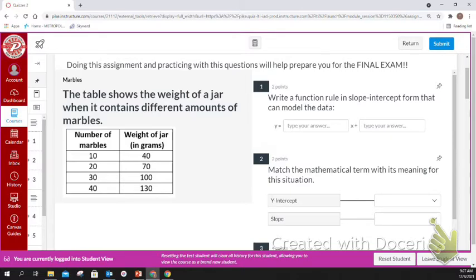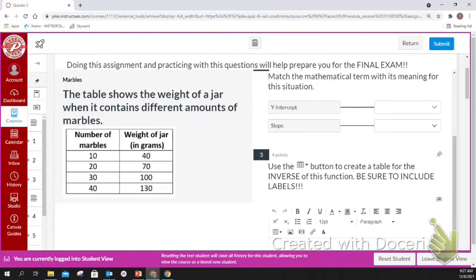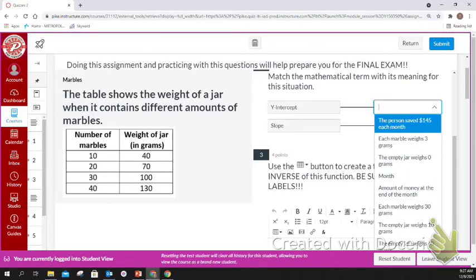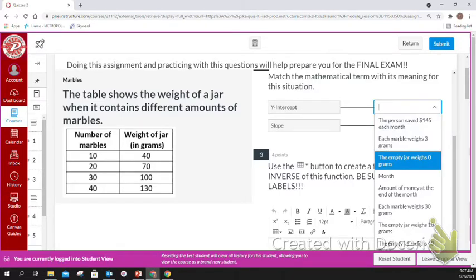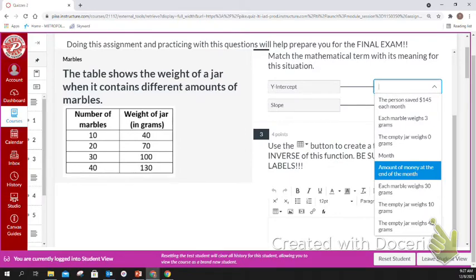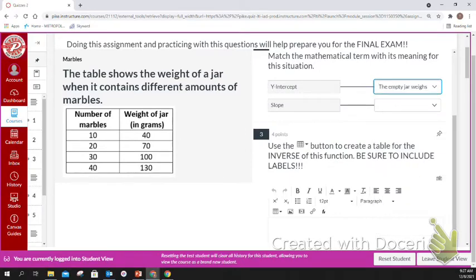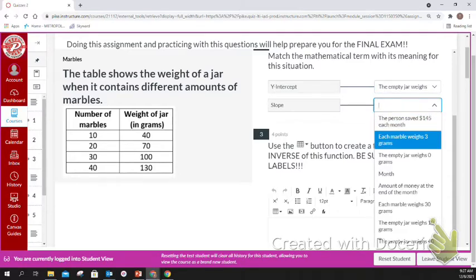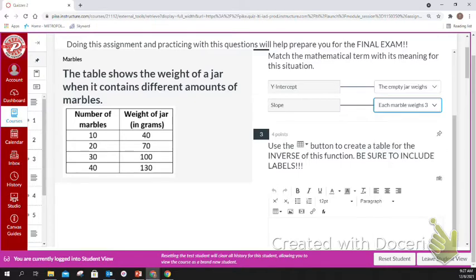For number 2, it is asking us, what does the y-intercept represent? So the y-intercept represents the weight of the empty jar. So we're looking for where it says the empty jar weighs 10 grams. That's what we figured out. When we said b was 10, that means that the weight of the empty jar is 10 grams. The slope represents the weight of every marble. We said the slope was 3, so the weight of each marble is 3 grams. That's what you would select.